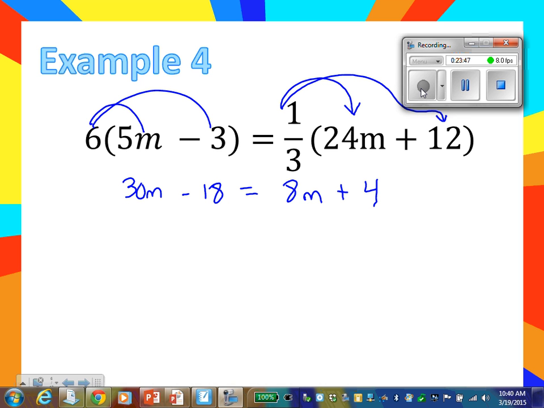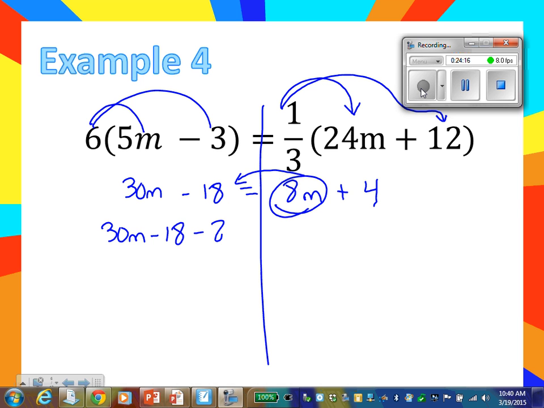Step 2, fractions. Do you have any anymore? No, no fractions. Step 3, combine like terms. Anything match on this side? No. Anything match on this side? No. Skip it. Step 4, put your variables on one side, put your numbers on the other. What would I pick to move? I would pick my smallest variable. When you move it over, what happens to it? Negative 8m. It turns to a negative. So combine what matches. The 30m and the negative 8m are going to make 22m. And I just bring down the negative 18.